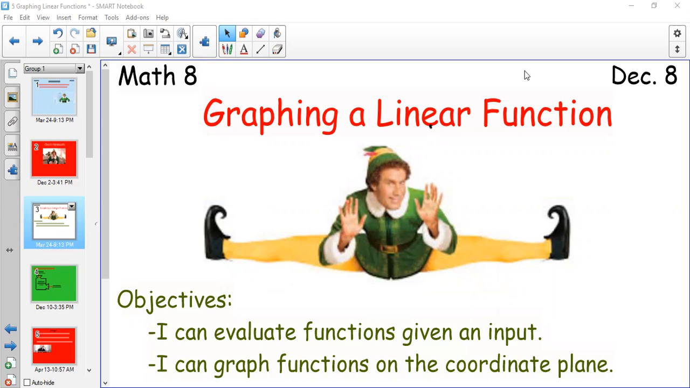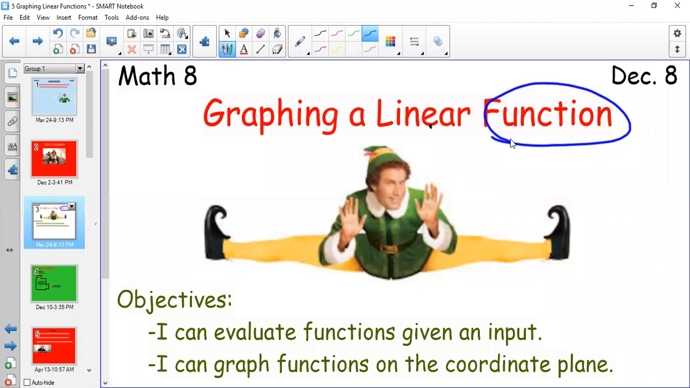I'm going to hopefully help you by the end of the lesson learn two things. One is being able to evaluate functions given an input, and two, being able to graph a function on the coordinate plane. Okay, so if you guys were in class yesterday or if you watched the video, you learned what a function was. If you remember, a function had to have the domains paired with exactly one y. And if they didn't, we said it wasn't a function.